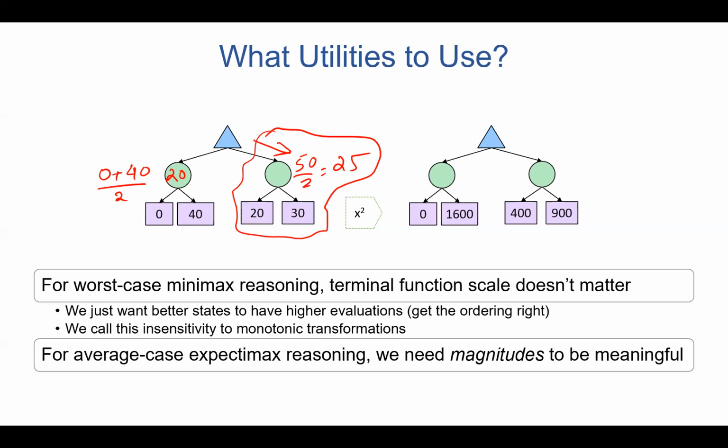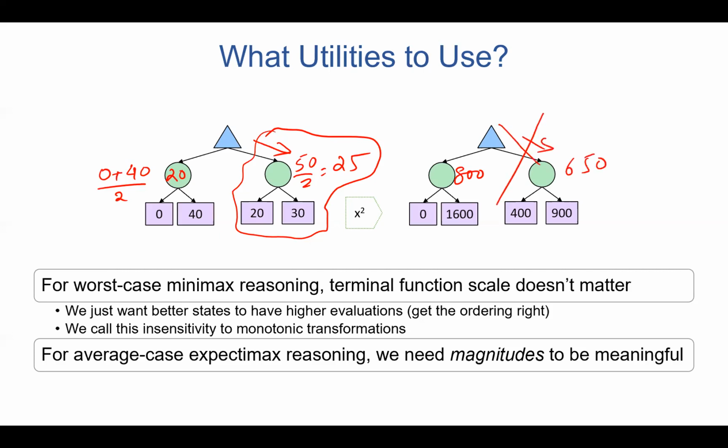Suppose that we just square them. Suppose we use x squared instead of x. So you see here 0, 40 squared is 1600, 20 squared is 400, 30 squared is 900. Now let's see what happens. Here, this is 1600 by 2, which is 800. This is 1300 by 2, which is 650.